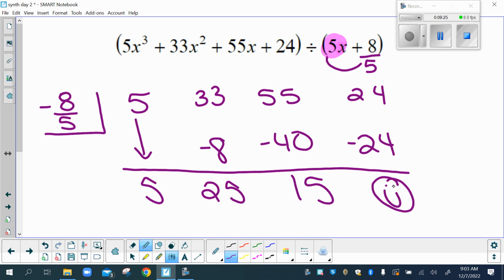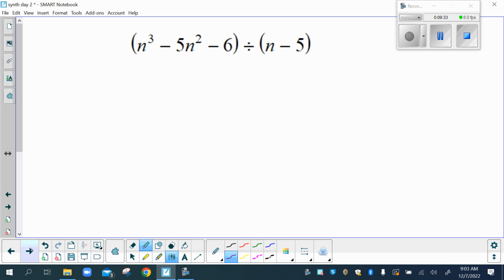Could I have done this with long division? Yeah, but who wants to? No one wants to. I don't want to. You guys brave enough to try one on your own? Oh, this one's not bad. This one's our last one. And then we'll go on to one other thing that synthetic division does that's awesome.